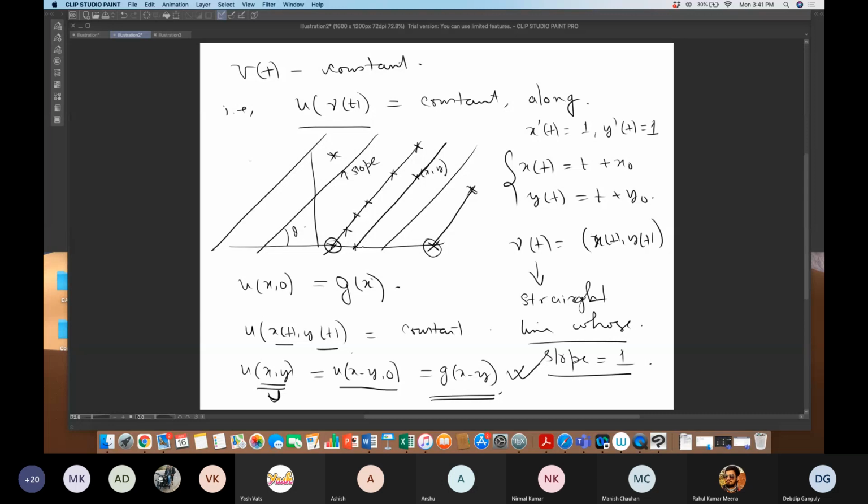Okay. So what is the equation of this straight line? Tell me. You understand? Sure? Okay. So this is actually a straight line x minus y equal to this constant, right?